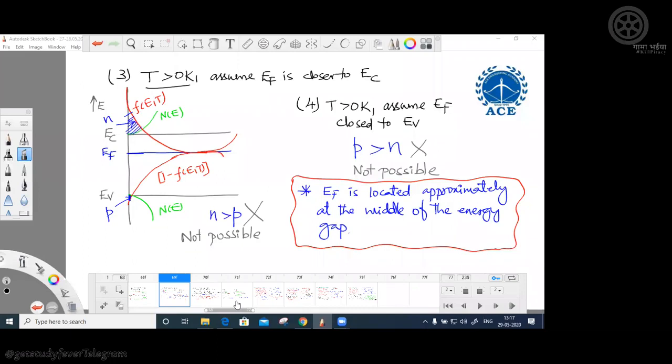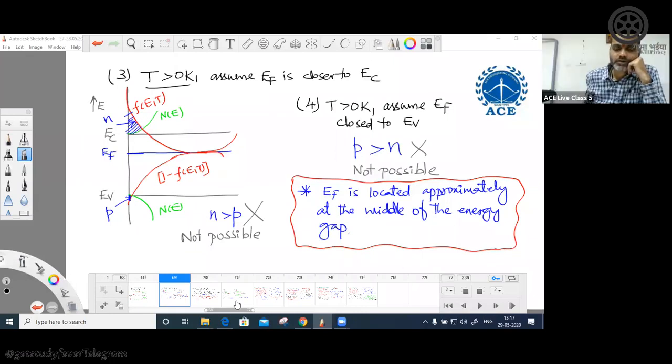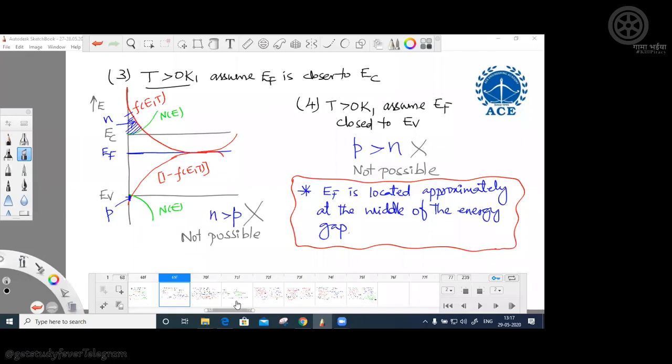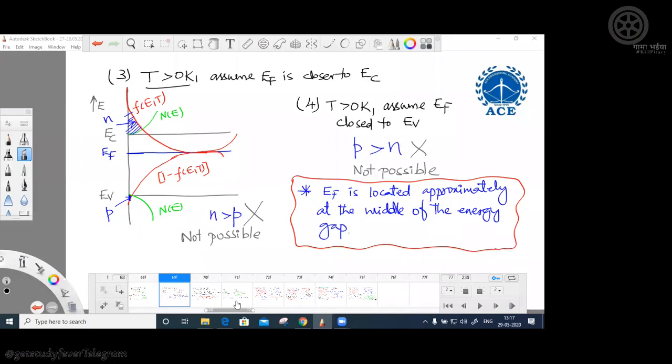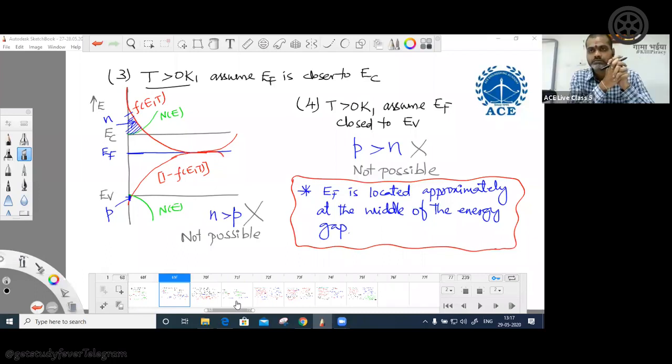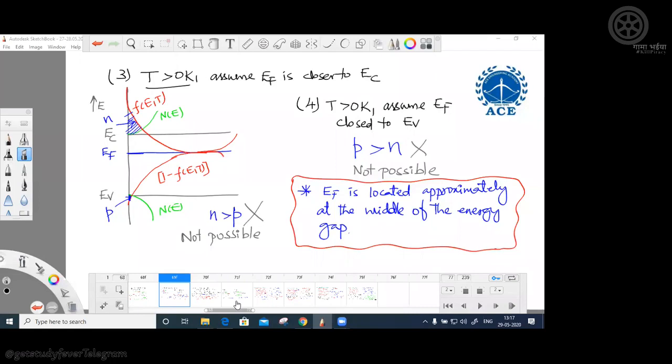One more doubt, sir. If we think the top of the valence band, EV, is equal to 1 electron volt, and the energy gap is another 1 electron volt, the bottom of the conduction band will be 2 electron volts. Whenever the electron present at EV is given 1 electron volt of energy, it goes to the conduction band. What if we give 0.5? Will it go to 1.5 and come back?